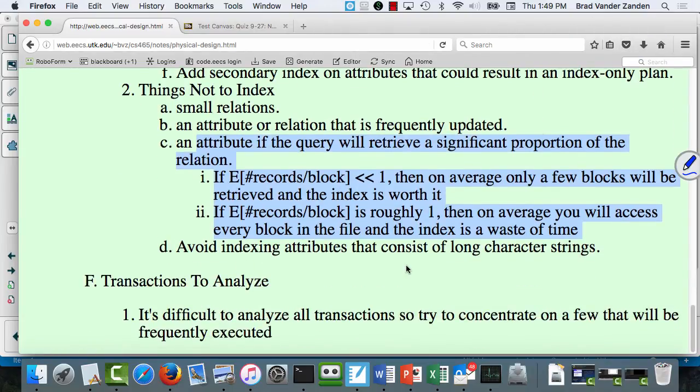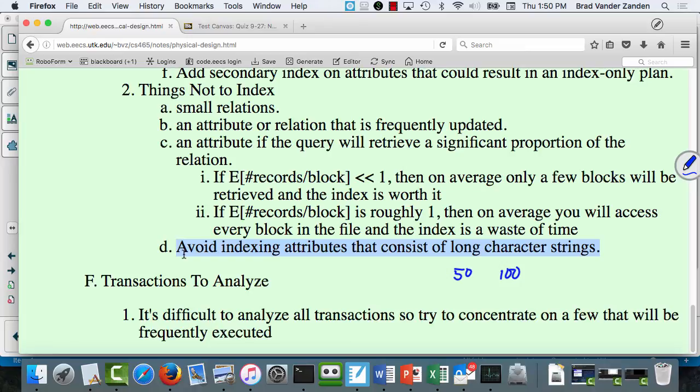And finally, we want to avoid indexing attributes that consist of long character strings. Does anyone know why? It's probably the attribute that takes up most of your tuple. You're basically storing a second database. So if your tuple is 100 characters and the long character string is 50 of those, then your index will be half the size of your database. So it's a memory issue.